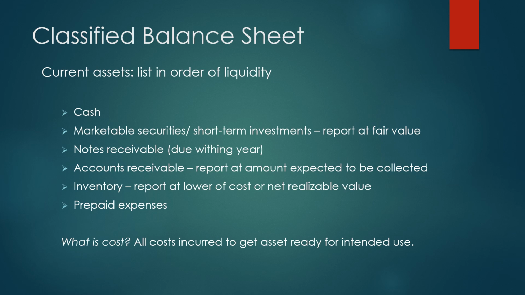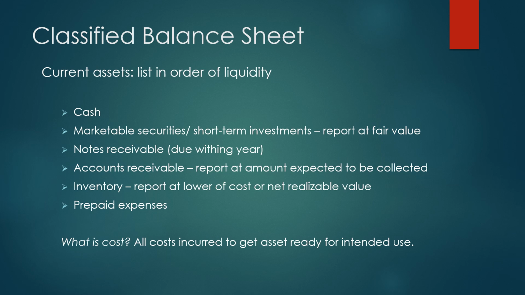Your current assets should be listed in order of liquidity, so cash is going to be listed first. One of the things we want to think about as we put together our classified balance sheet is what is reported for the various assets and liabilities. So your marketable securities or short-term investments, these could be trading debt securities, or they could be a portfolio of equity securities that you're planning on selling within the next year. And we're going to use the fair value method and report those securities at fair value. The note receivable balance that you report is going to be the face amount of the note, and the interest receivable would be reported separately.